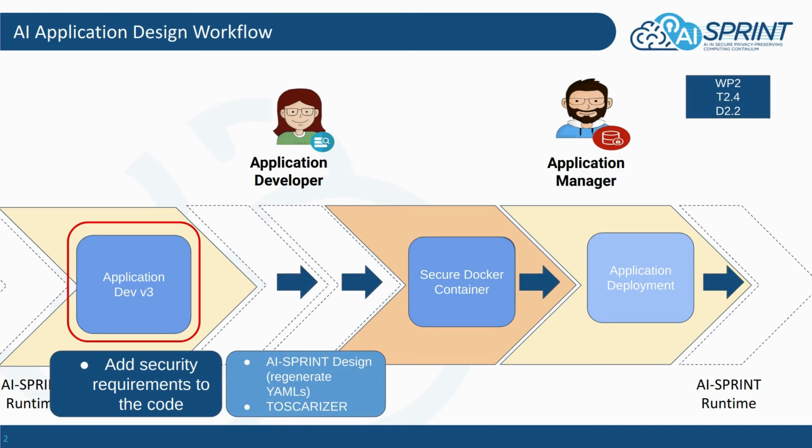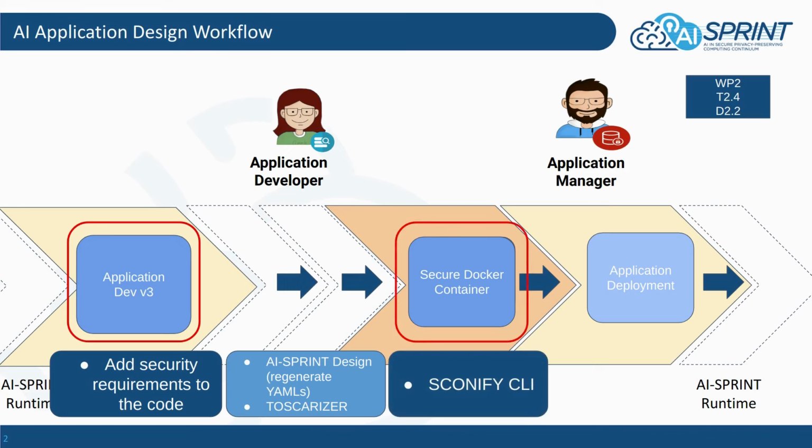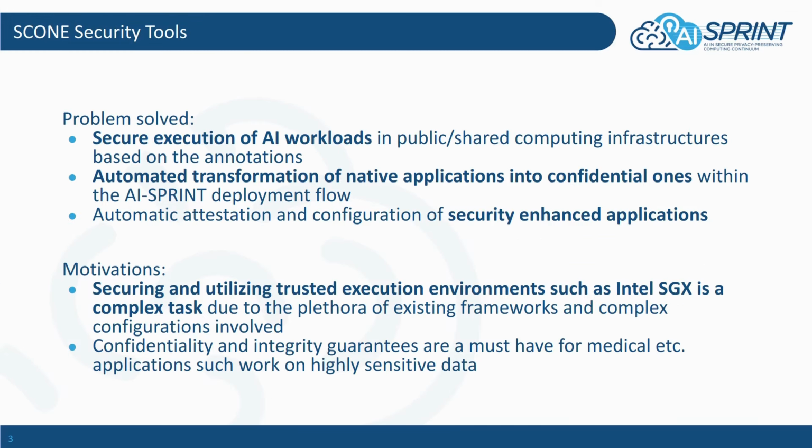The YAML files will then be piped into the Toskerizer, which generates a Docker container, and in addition to that provided to the Sconeify CLI tool, which then transparently transforms a native Docker image into a secure Docker image, which can then be deployed on an infrastructure which is publicly accessible and which has several tenants that share the same infrastructure. So what are the problems that we solve with the Scone security tools?